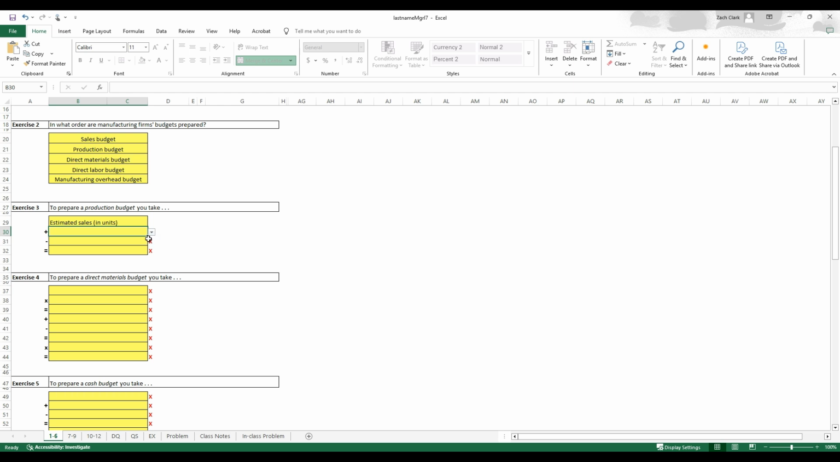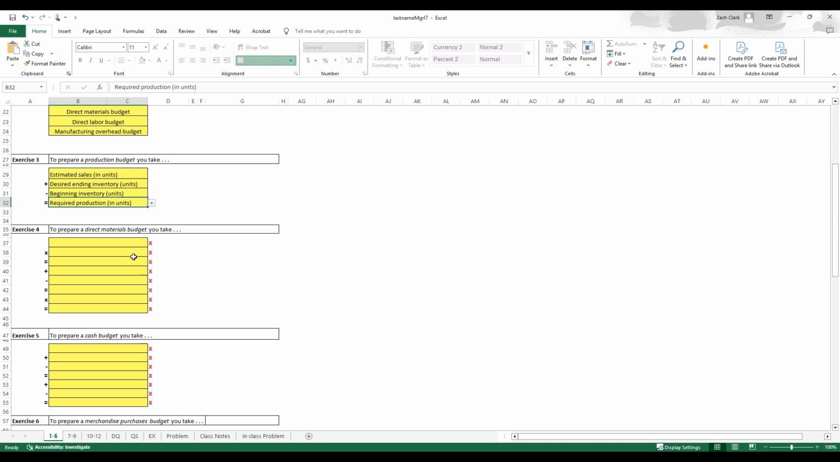So we start with our total sales for the period. Then we want to add in our desired ending inventory, because again, we don't want to just sell everything that we make. We want to have some extra stock. And since we're going to have some inventory already on hand, we need to back that out so we don't overproduce. All those things together give us our required production.